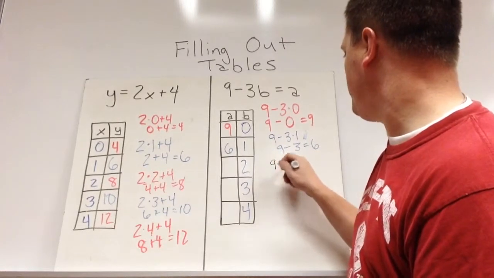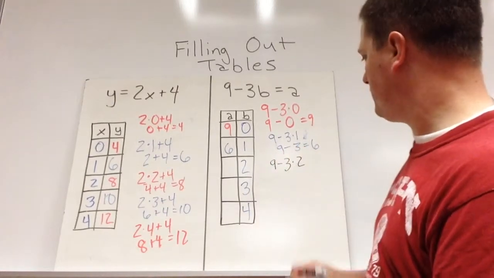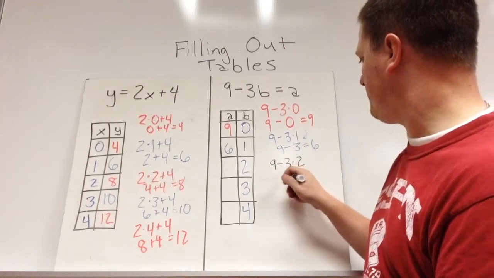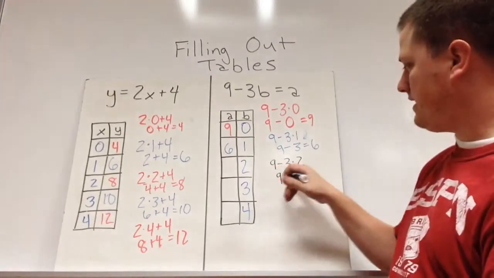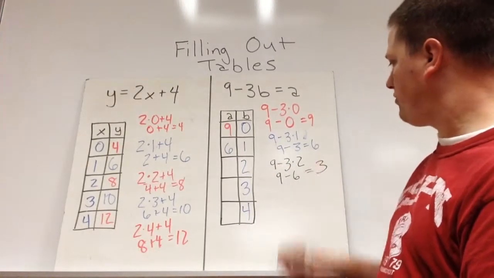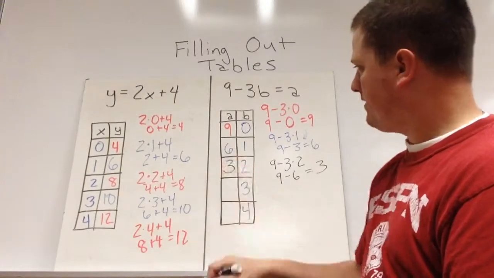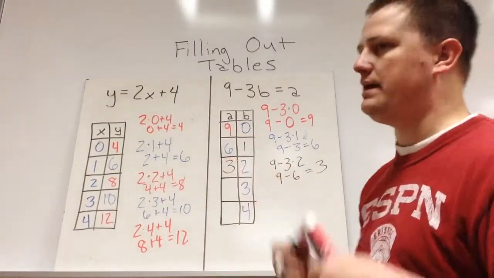9 minus 3 times 2. 3 times 2 is 6. Bring down our minus sign and our 9. 9 minus 6 is 3. Okay, 9 to 6, 6 to 3.